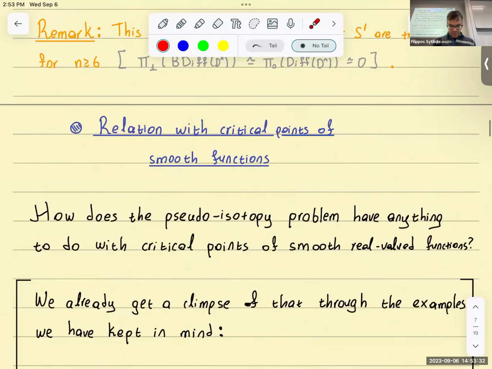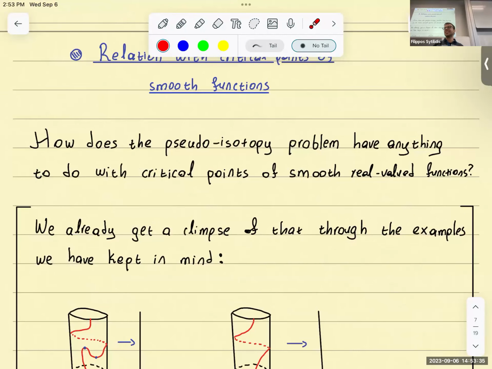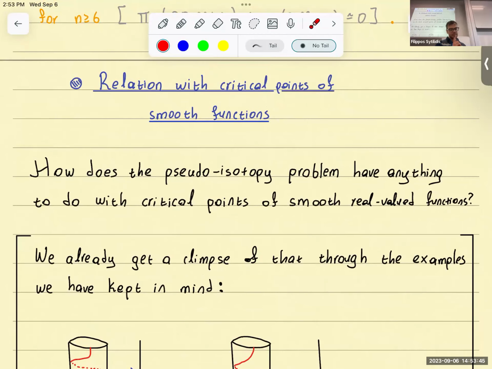Hopefully everyone's very excited now about the pseudo-isotopy theorem, and it's very motivated and wants to learn about its proof. But before I go into this section, I promised a break, and now it's a good time for one. So I suggest that we take a 10-minute break, and then we resume with the next section, which is about relating this problem to smooth real valued functions and their critical points, basically like Shimal suggested. So let's take a break now.